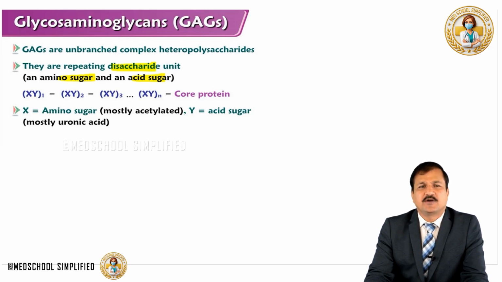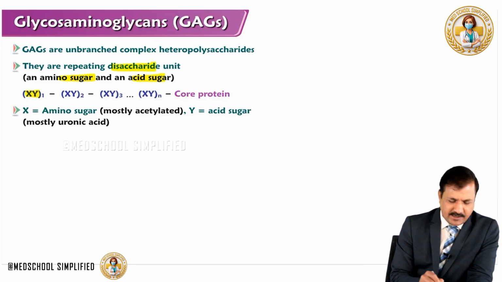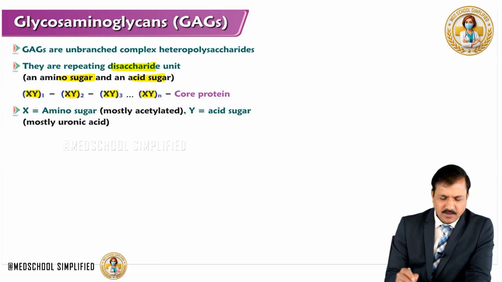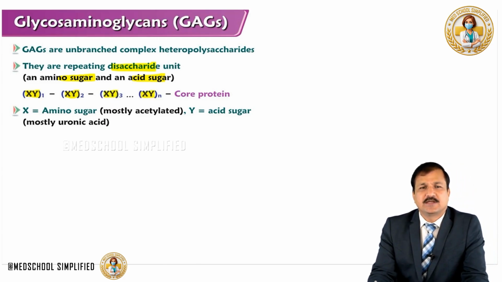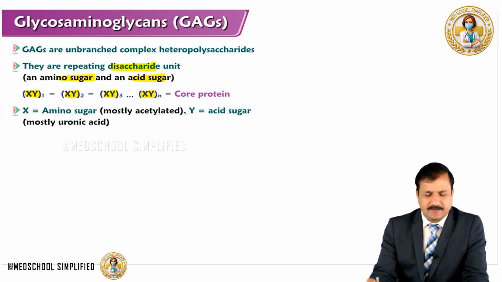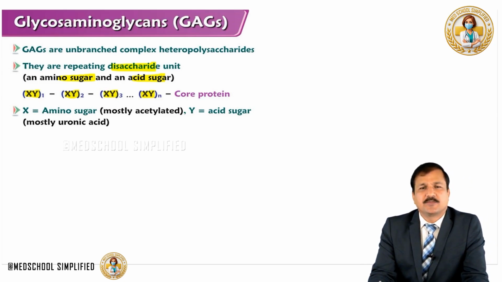The arrangement of glycosaminoglycan is shown here. It can be represented as XY, and that XY is repeated. Ultimately that repeating polysaccharide is attached to a core protein. That's how the glycosaminoglycan becomes part of a proteoglycan molecule, which is a bigger structure.